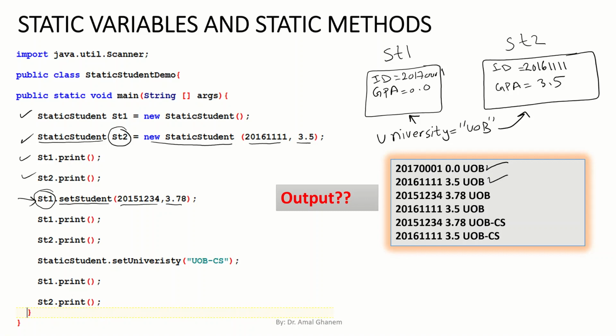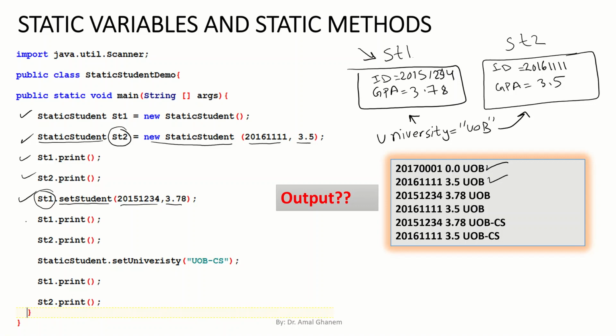So remember, we are calling for st1. So go to st1, take the new values. I have to have new values for ID and GPA. The ID will be 2015, 1, 2, 3, 4, and the GPA 3.78. So this is the meaning of setStudent. Remember, setStudent deals only with the given object, so I'm not changing the shared variable, which is university.